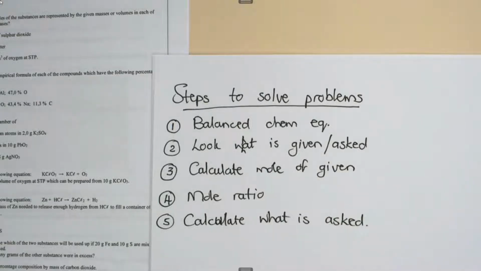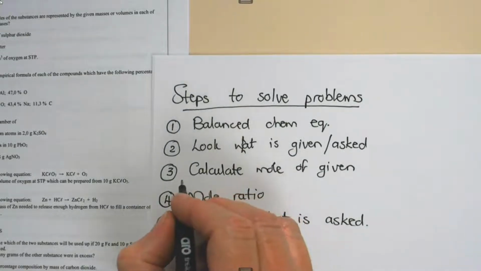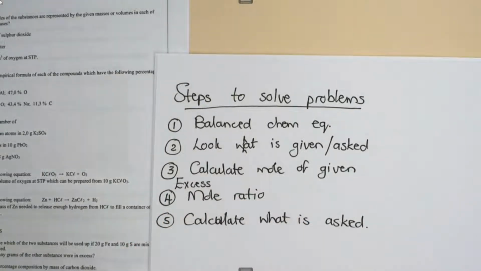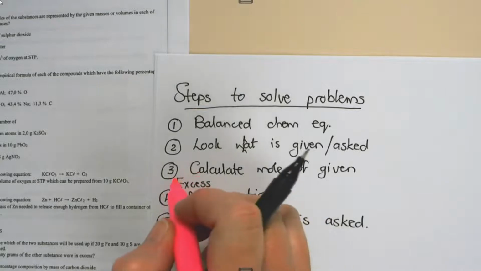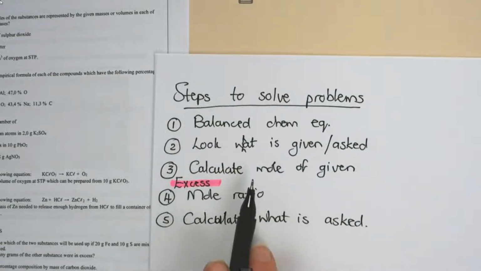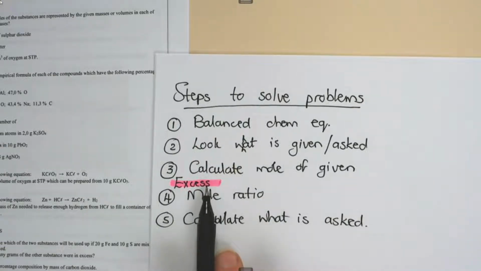Okay, now for grade 11, they come in excess and also for the grade 12s. So that will be here. Between step 3 and 4 will come in the excess, where we must determine the excess as well. So I'm just going to highlight that in pink, the excess, because it's still part of calculate the mole of given, but then I must first calculate the excess before we can do the mole ratio.